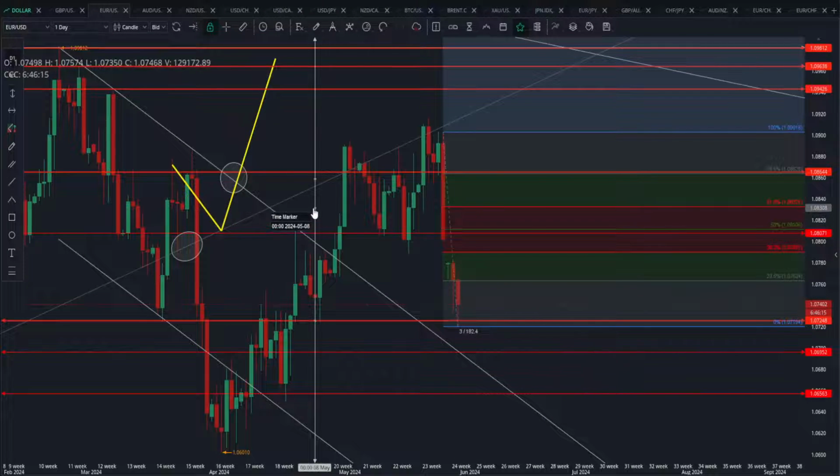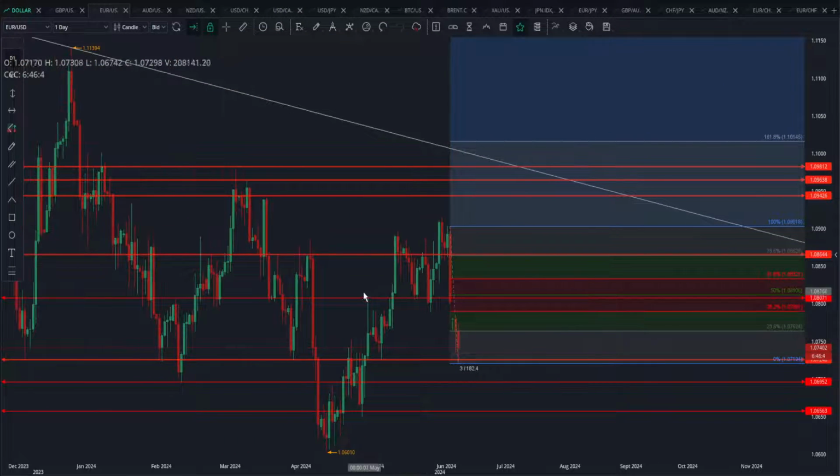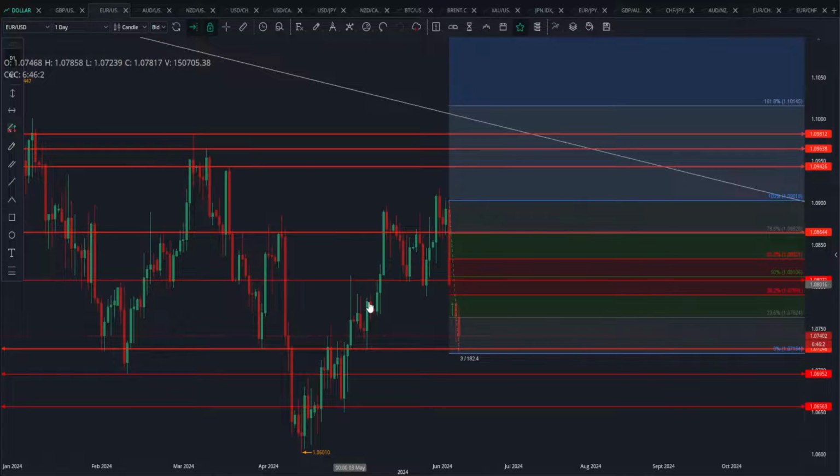Now every time I show you something like this, I don't like these previous drawings on the chart, so I will keep deleting them. Forgive me if it takes more time, but this is essential to remove them so that our charts are clean.